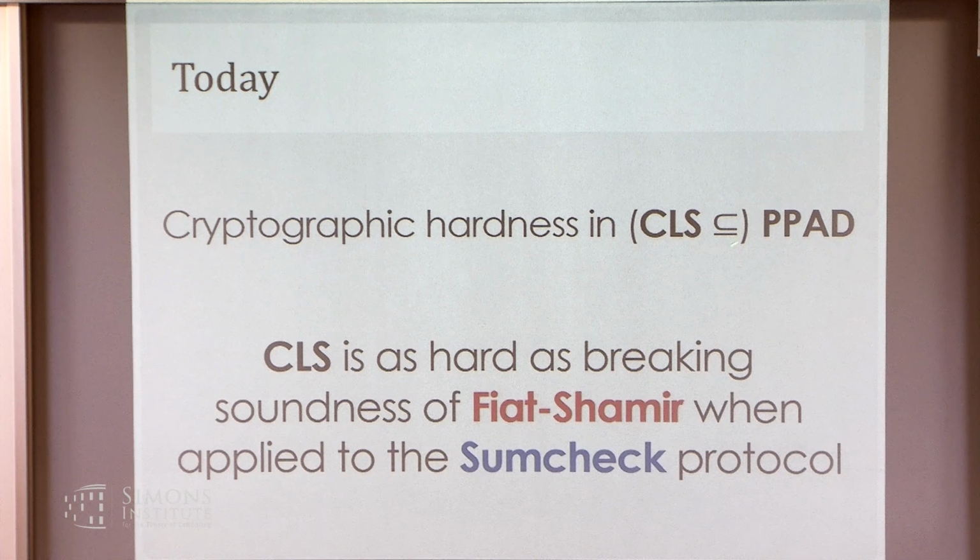And this is where proof systems come in. We're going to see that there's a problem in these classes where solving it is as hard as breaking the soundness of a particular proof system. In particular, the proof system isn't just any old proof system that we invented, but for this crowd, a natural proof system obtained by applying the Fiat-Shamir transformation to the famous sum-check protocol, and we'll define what some of these objects are in a little bit in the talk.